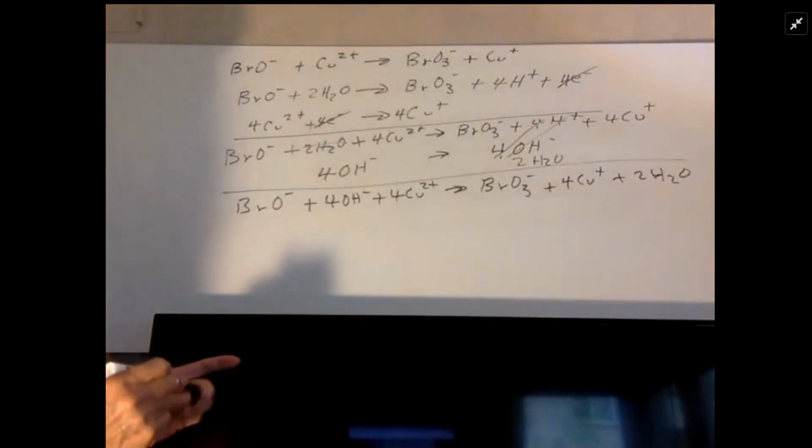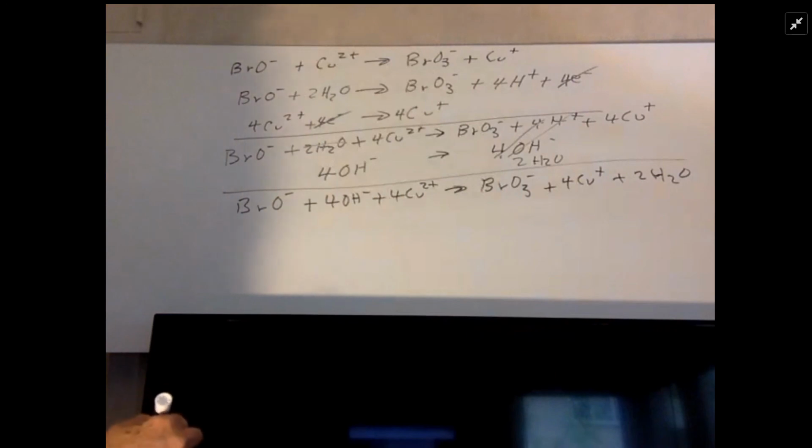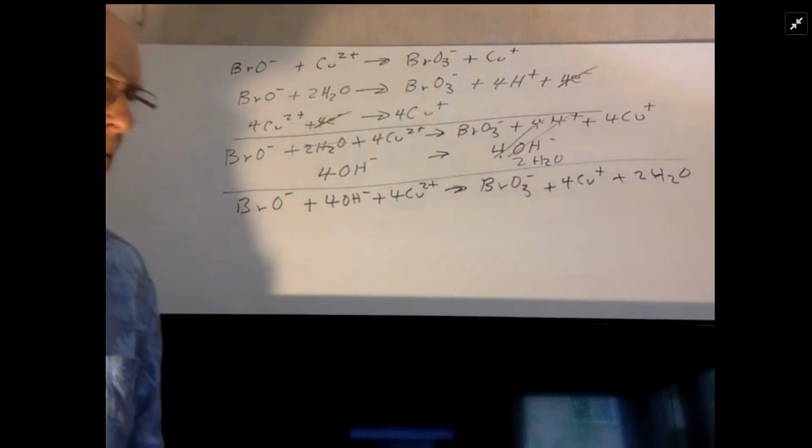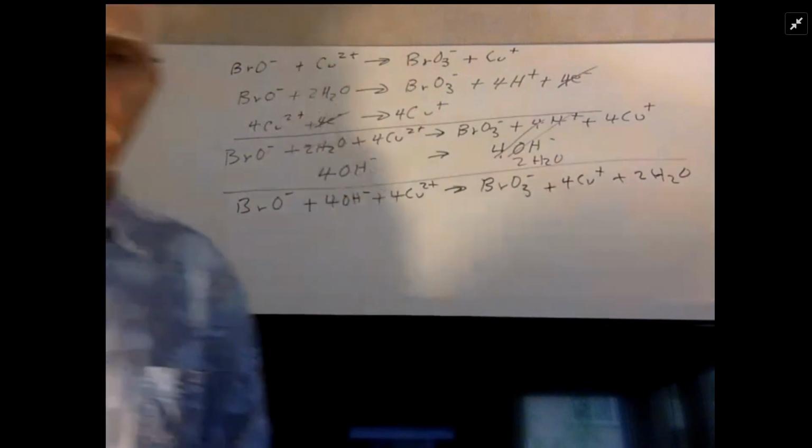So I've just found that it's much easier, if you're doing the half equation method, to always balance it in acid and then neutralize it with hydroxide, and my students usually would get the right answer then. Okay.